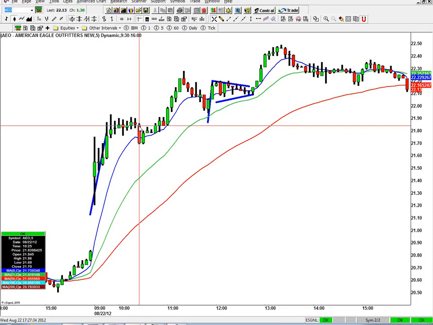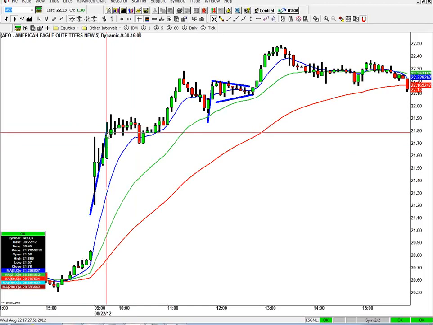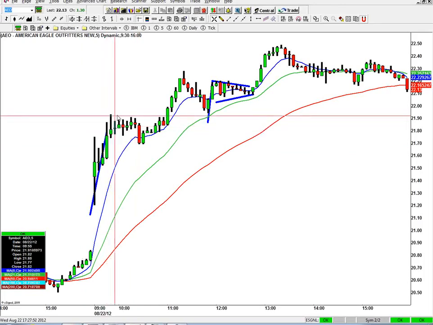Okay, a couple more questions. Steve, if the daily chart shows an uptrend, and on a 5-minute or 2-minute chart you see a bear flag, and the stock breaks down, is that when you short the stock?